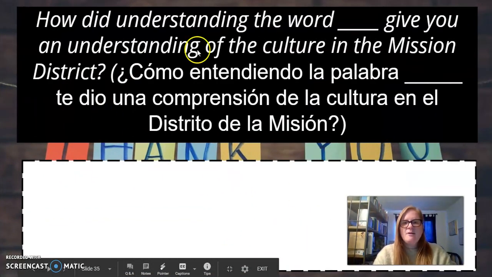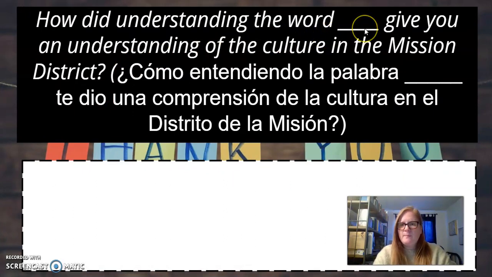And lastly, how did understanding the word, so this is going to be a word that you put in your suffixes chart, okay? So how did understanding one of those ER or OR words give you an understanding of the culture in the Mission District? Okay.